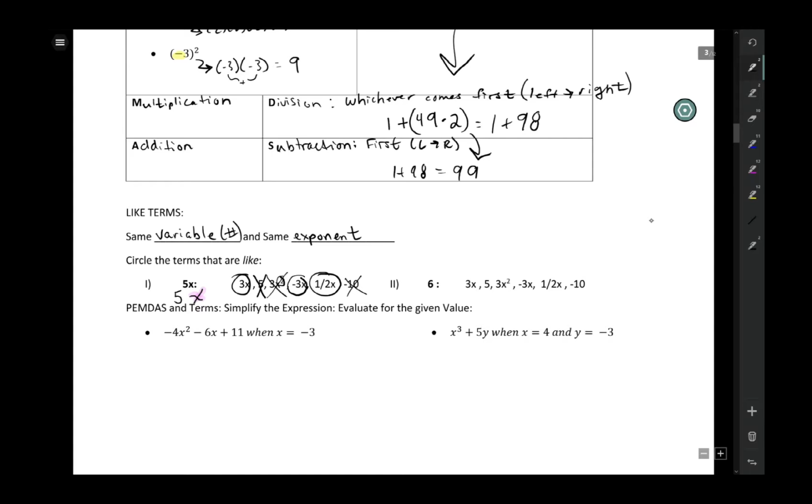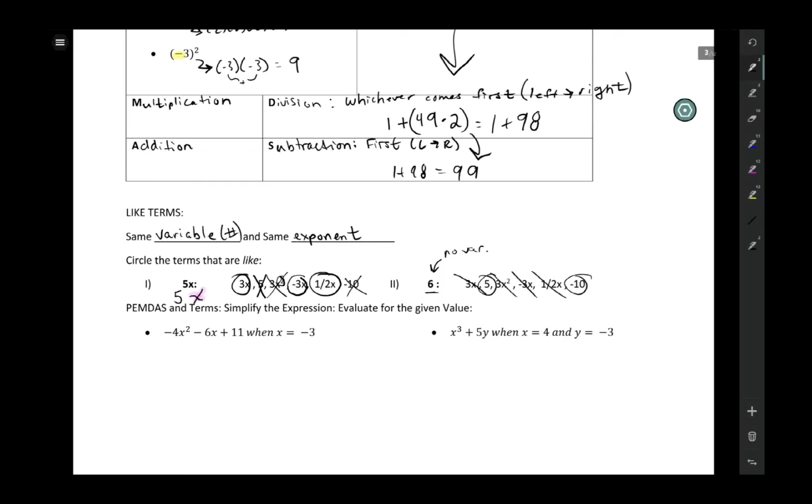6, I want like terms to 6. So there's no variable. So I want numbers without a variable. Well, I see x squared, I see x, we would have 5, we would have negative 10.